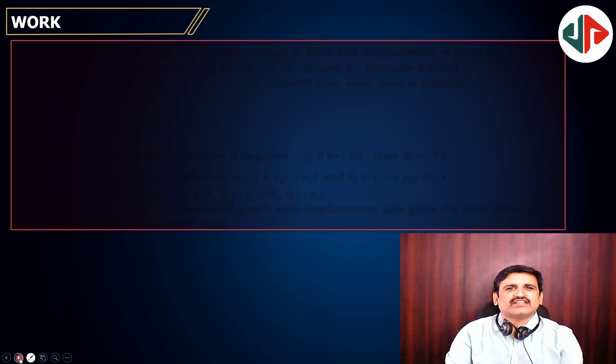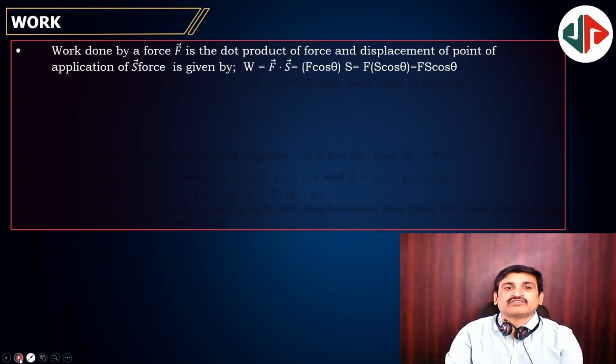Work. Work is the product of force and displacement in the same direction. So for that, Fs cos theta is needed. Theta is the angle between force and the displacement. Remember, if both are in the same direction, then Fs will come, that is the maximum work. If both are in perpendicular direction, then the work will not be related to that force, so work done by that force is 0.